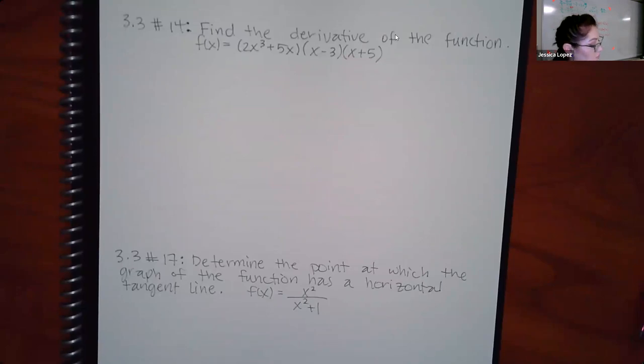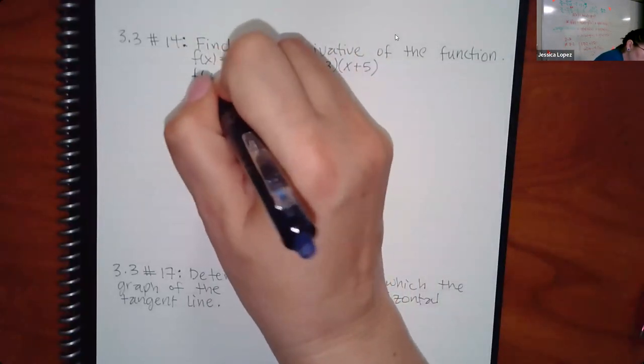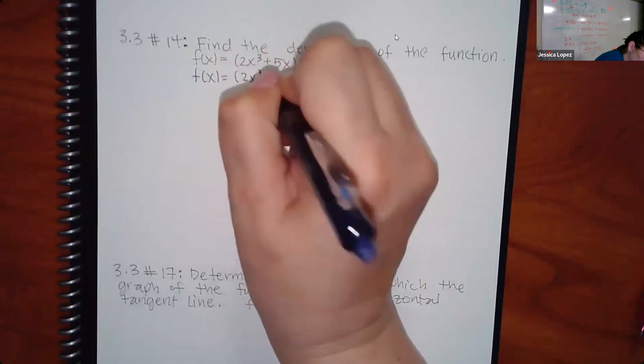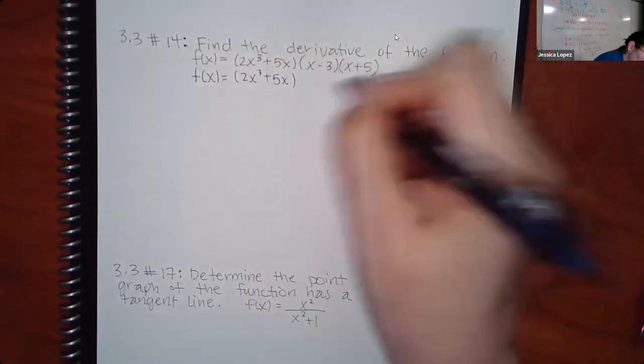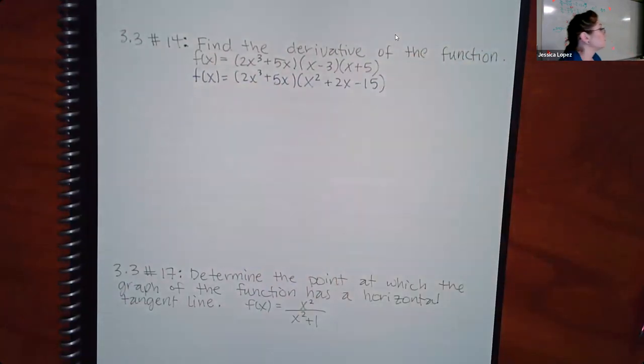Okay, what about this one? This is like number 14. It says, find the derivative of this function. I'm not taking a derivative yet, though, right? That stays f. And if you multiply those out, you get x squared plus 2x minus 15. And then what would you do next?